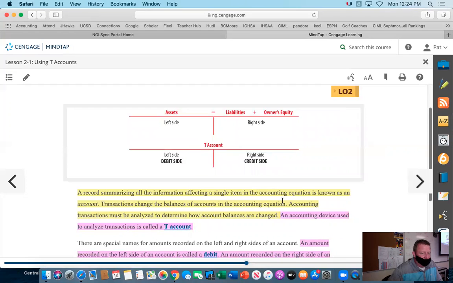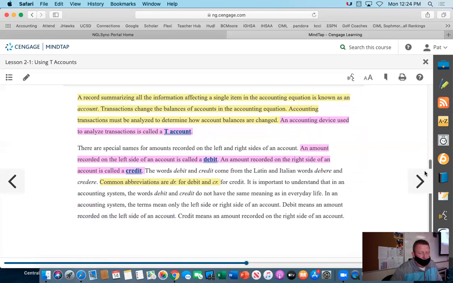We call it a T account so that we can introduce and understand how this stuff works. So what's the T account? It's just this deal. They call it an accounting device to analyze transactions. That'll be a test, study guide test question. Okay. Basically, what are we doing? We're going to have a transaction. We need to know what goes up, what goes down, so then we can analyze it.